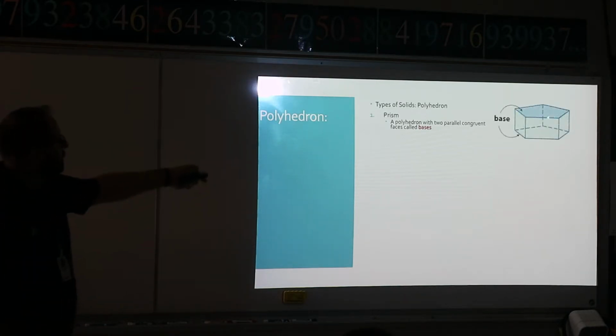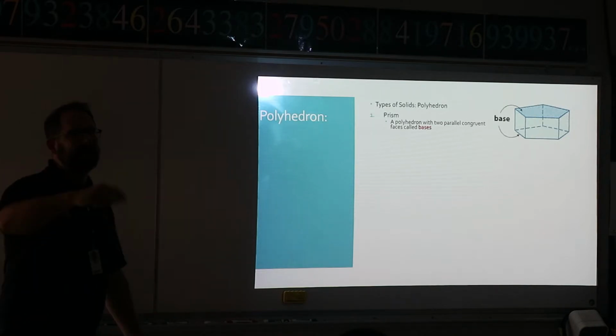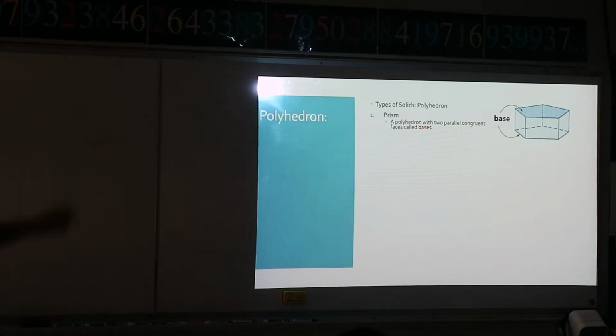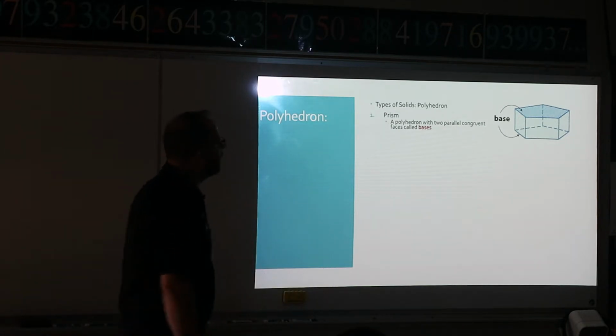Now, when you name a prism, here's the naming system. You have to look at the walls that are parallel to each other, and that's the name of the shape. So in this case, the bases on this particular shape are pentagons, so this is called a pentagonal prism. The next slide will have a bunch of different examples, so you can see different shapes and how to name them.